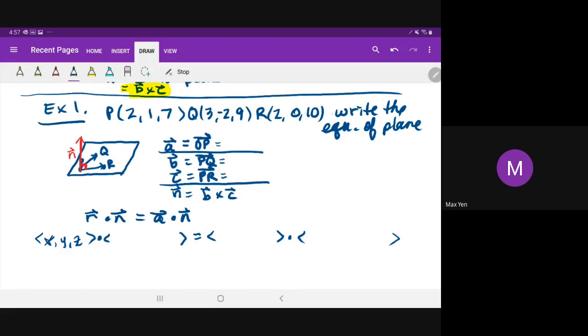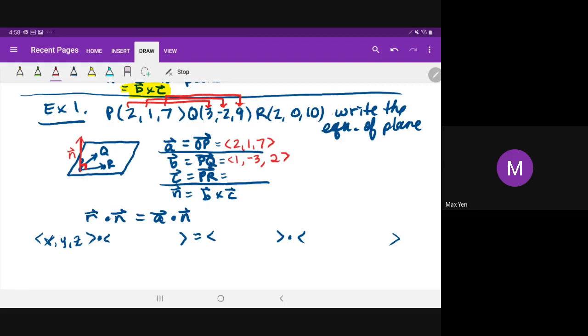I'm going to change colors to red for our specific problem. So OP is the point (2, 1, 7). That's from the origin to the point. Basically, it's a point, and you just write it like a vector so that you can shove it into the formula. PQ is the vector from P to Q. You can subtract backwards if you want, but the way I think of it is as an action. So 2 to 3 is 1. And from 1 to -2 is -3. And from 7 to 9 is 2.